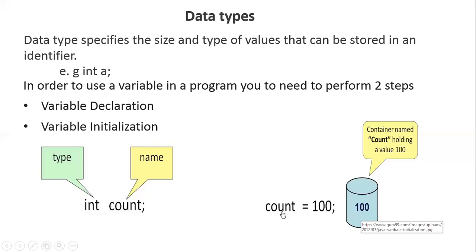So count is a variable name. 100, this value which is assigned, is a literal or a constant which is assigned to this variable, and int is the data type of this variable.